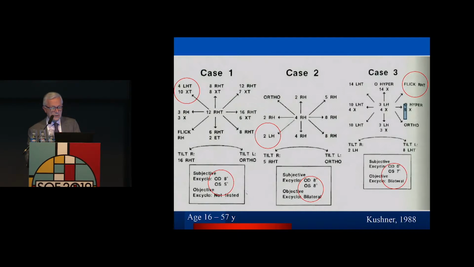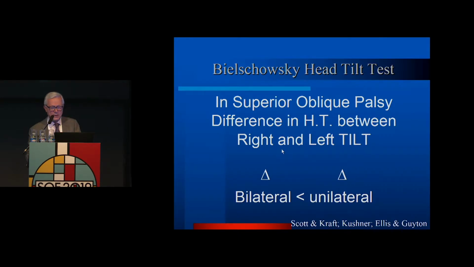If you look at the X-cyclotorsions, 8 degrees, 5 degrees, 8, 0 and 7, but by fundus examination, 2 out of 3 where he looked, they were bilateral. The third one is not reported, not tested. Again, this is an adult patient population. He remarked, as others like Scott and Kraft, Ellis and Guyton did, that in bilateral superior oblique palsy, the difference in the hypertropia between right and left tilt is much smaller than when we have a unilateral superior oblique palsy. Again, we know that.